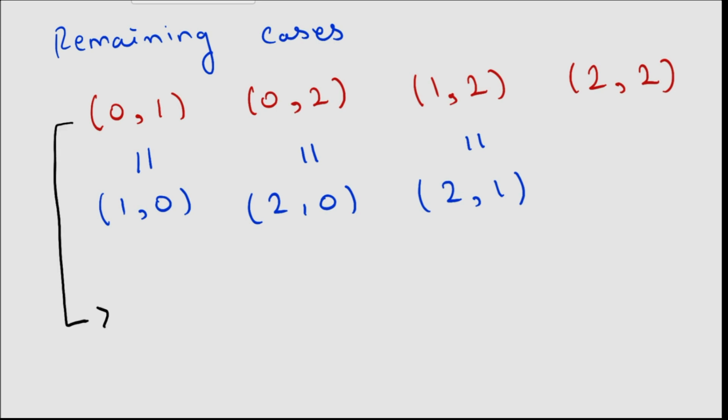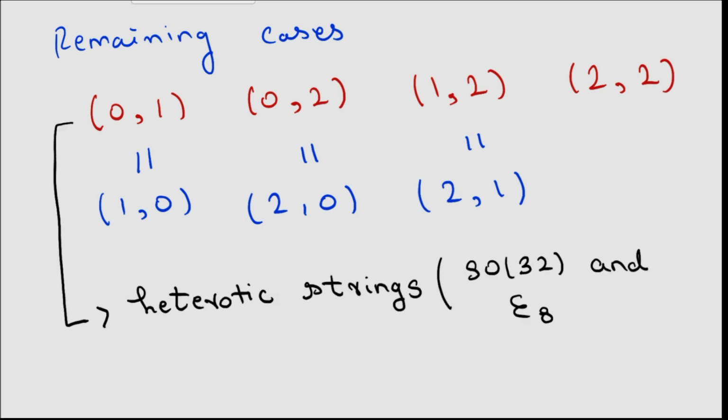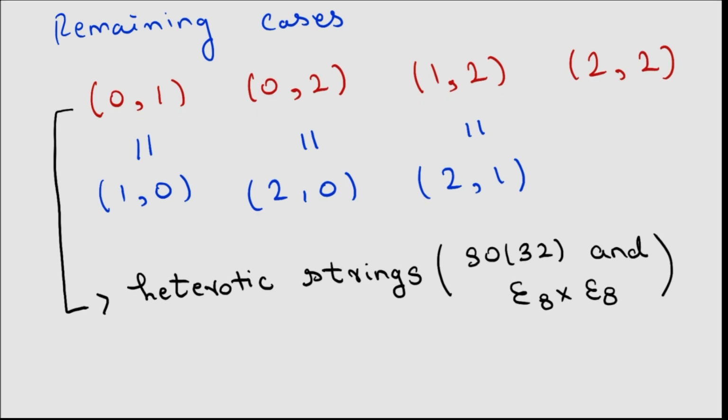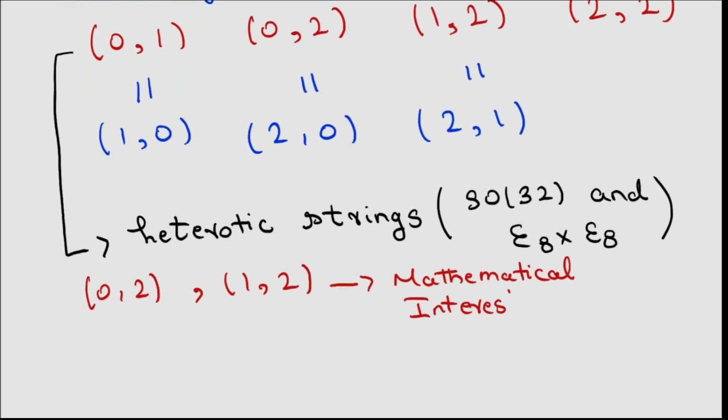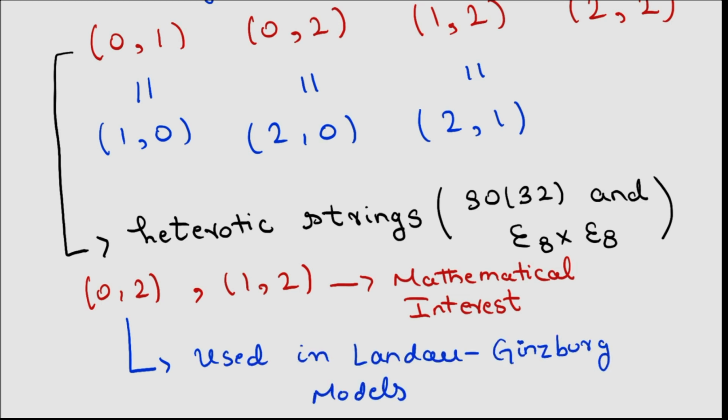(0,1) is nothing but the heterotic string theory. The two well-known heterotic string theories, that is SO(32) and E8 cross E8, are in this category. They are different in other regards. The theories corresponding to (0,2) and (1,2) are interesting but mostly of mathematical interest. (0,2) is used in some other places, for example for Landau-Ginzburg models.